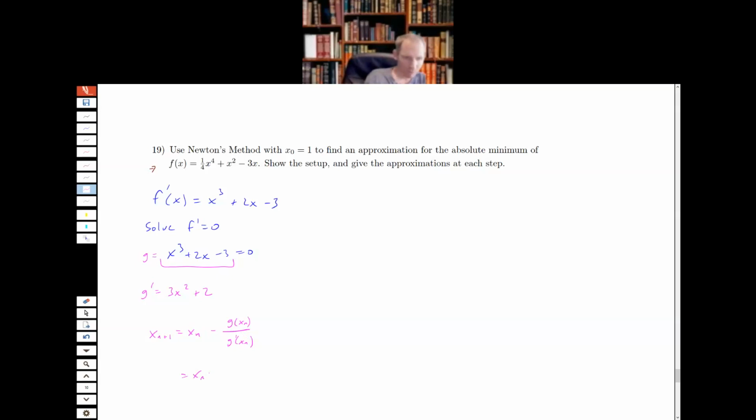Okay, so my formula is going to be xn minus xn cubed plus 2 times xn minus 3 over 3 times xn squared plus 2.